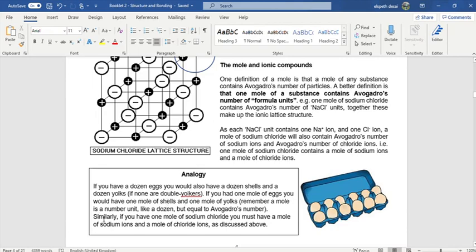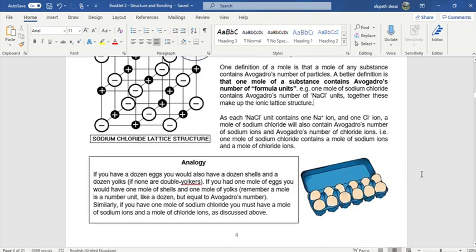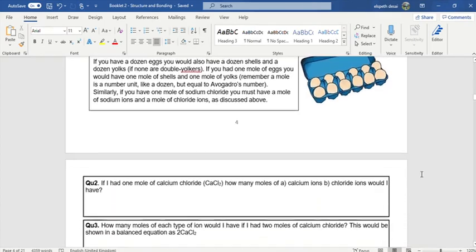I'm trying to use that to illustrate how if you have a mole of sodium chloride, you must also have a mole of sodium ions and a mole of chloride ions. Just like if you had a dozen sodium chloride units, you would have a dozen sodiums and a dozen chlorides. I hope that's making sense. Just get in touch with me if you're having any issues with that. So here's the type of questions that you'll get asked on that.